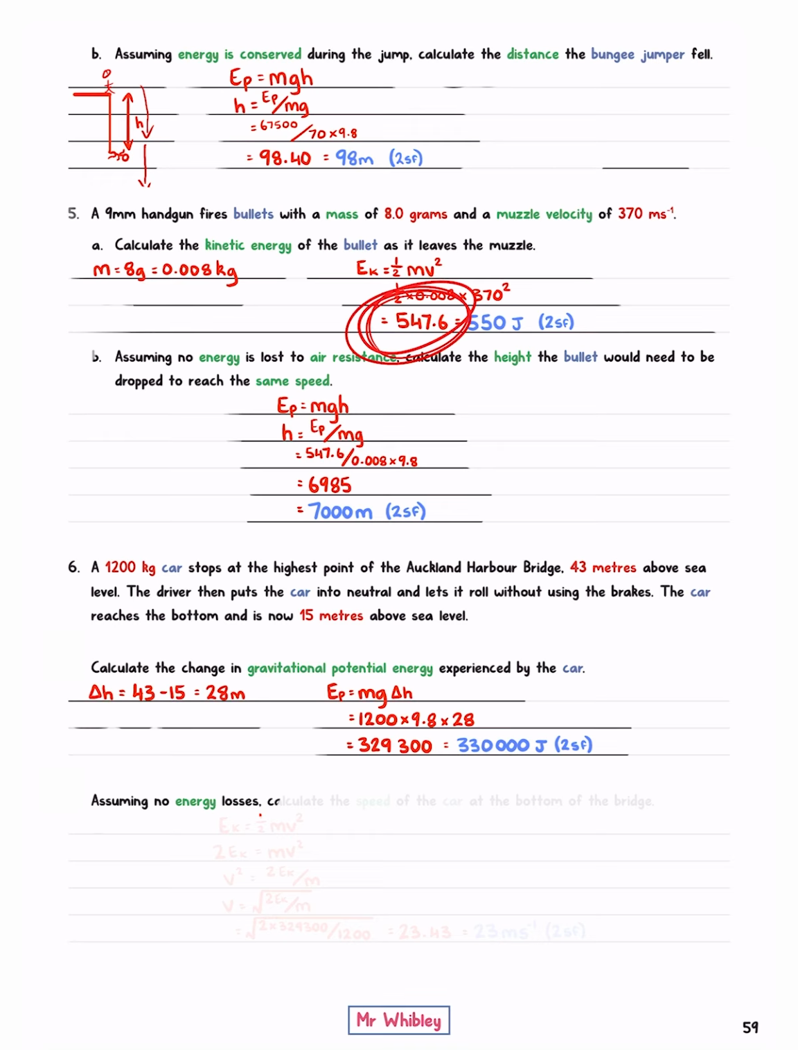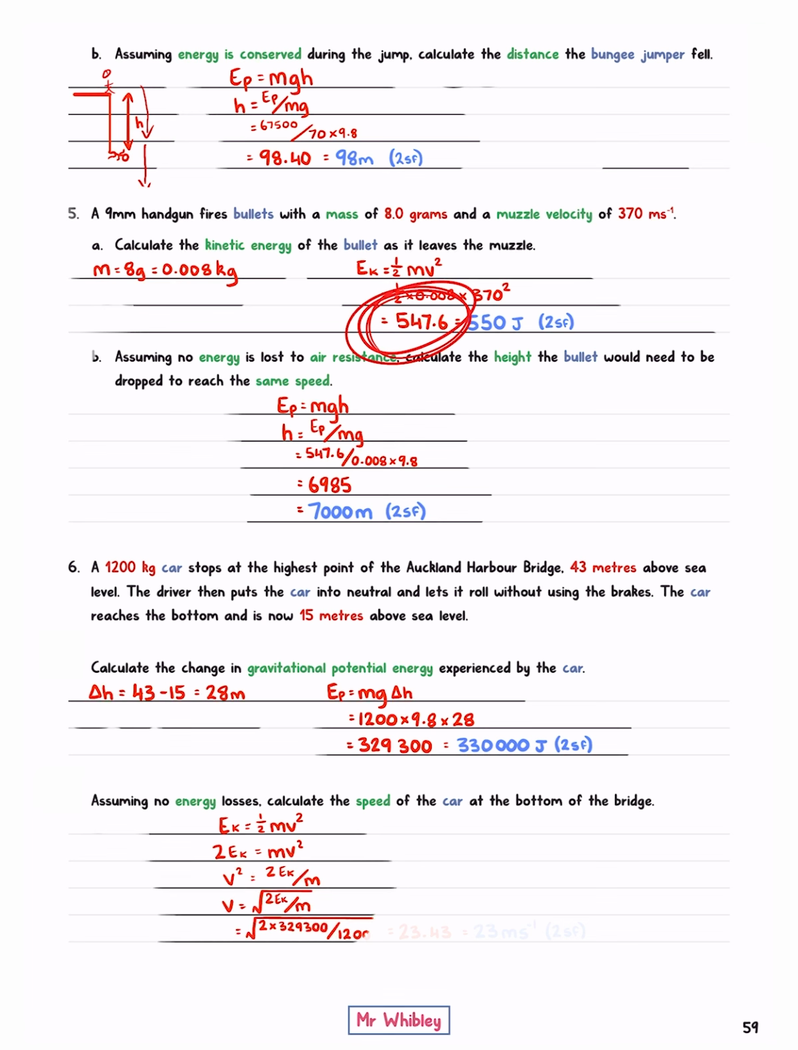Assuming no energy losses, calculate the speed of the car at the bottom of the bridge. Knowing the change in gravitational potential energy, and knowing that this must have been converted into our kinetic energy, we can use our kinetic energy equation, solve it for our velocity by first doubling both sides, dividing both sides by the mass and square rooting. Putting our numbers in gives me 23.43 or 23 meters per second to two significant figures.